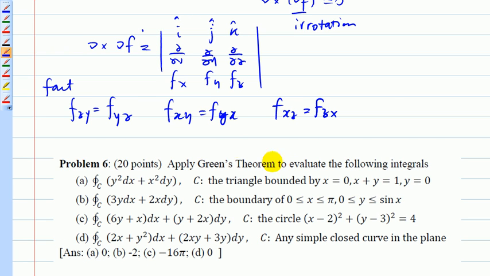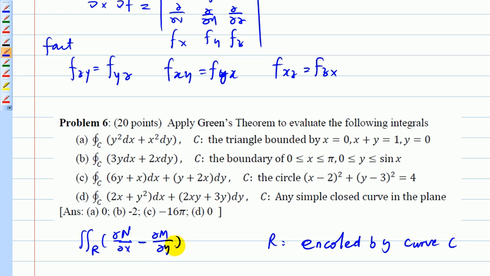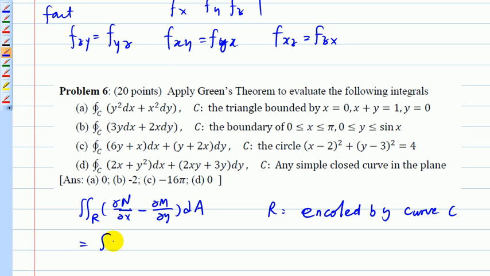Problem 6 is to use Green's theorem to evaluate the following line integral. Essentially, I don't want you to calculate the line integral using the conventional methods, but instead use Green's theorem. Green's theorem says we need to convert this line integral into a double integral over the region R, which is enclosed by the curve C. So essentially, it's going to be dm over dx, dm over dy, and dA.